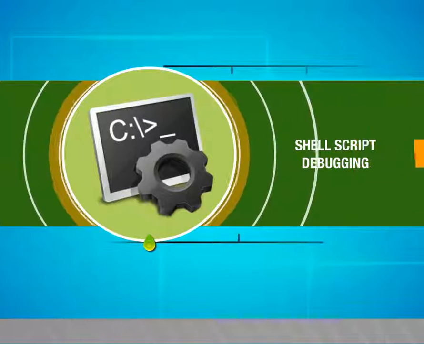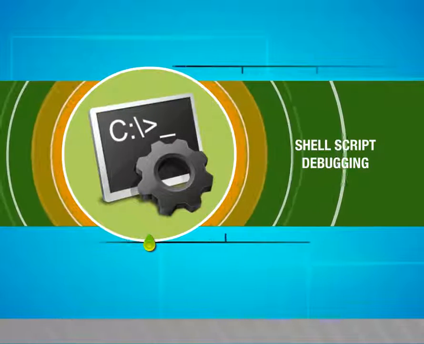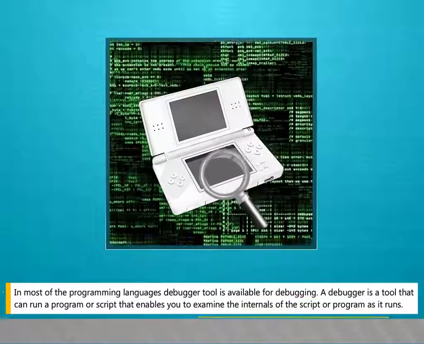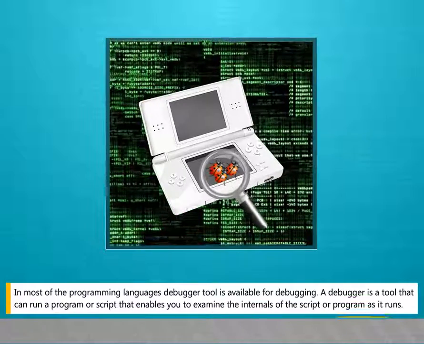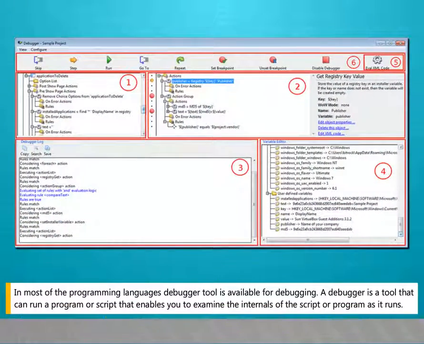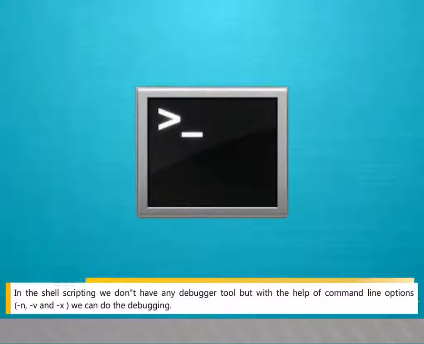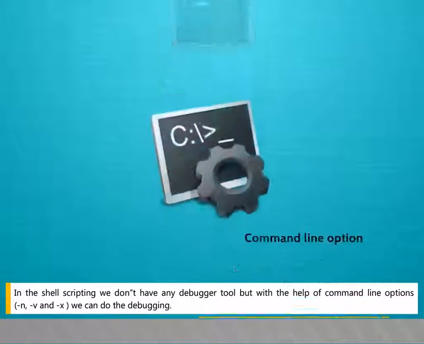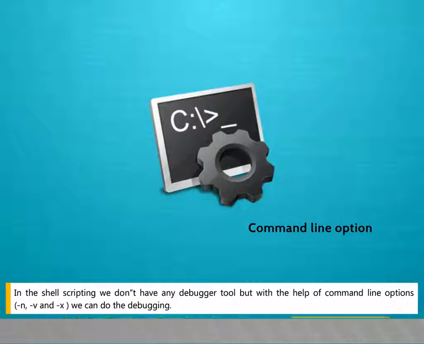Shell script debugging. In this video, we are going to see about shell script debugging. In most programming languages, a debugger tool is available for debugging. A debugger is a tool that can run a program or script that enables you to examine the internals of the script or program as it runs. In shell scripting, we don't have any debugger tool, but with the help of command line options -n, -v, and -x, we can do the debugging.